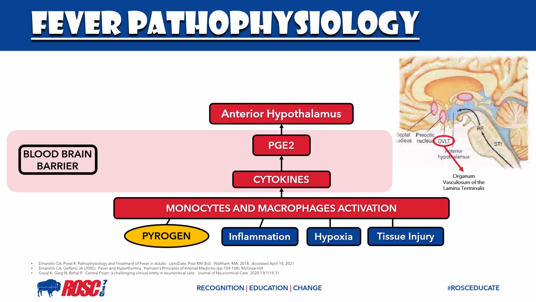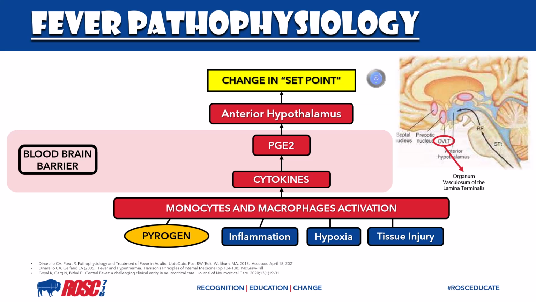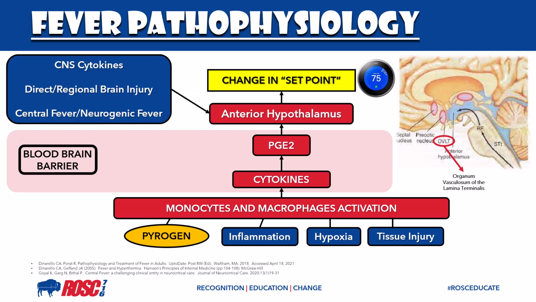The anterior hypothalamus, in response, changes the set point, and again, in my KISS method understanding, this is triggering the thermostat within our body. A fever can also be triggered from a CNS source. So the CNS can also release its own cytokines, and we see this from direct or regional brain injury, and a lot of us refer to this as central fever or neurogenic fever.